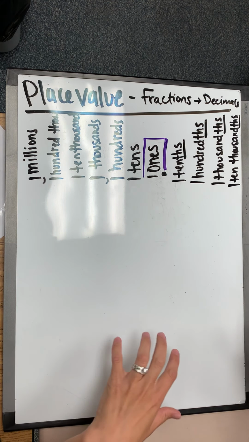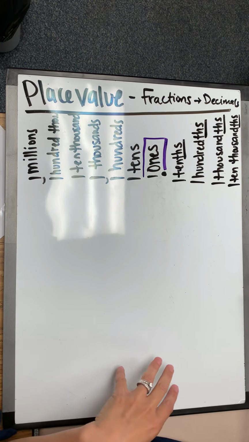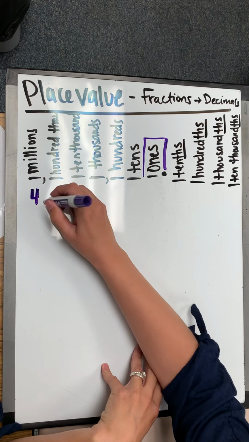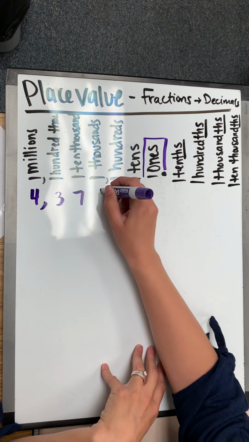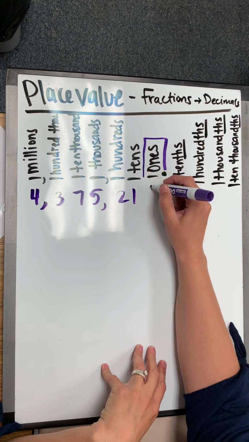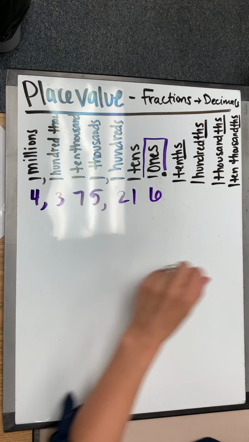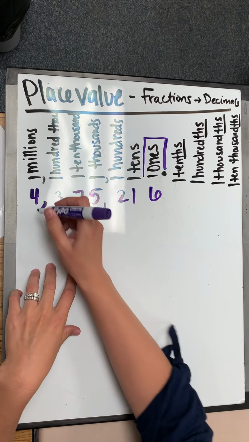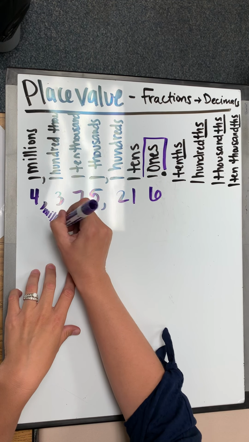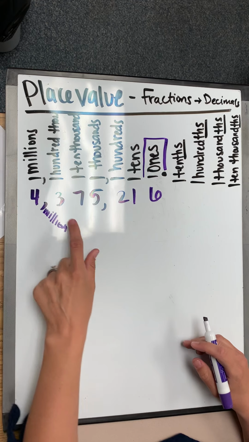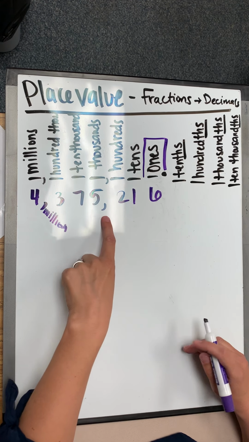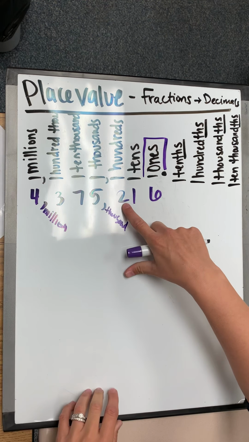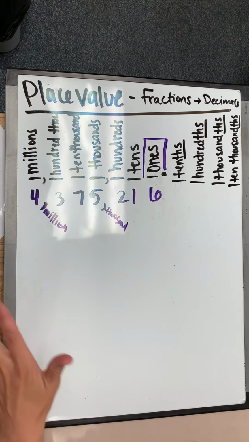So now, when we read a number, we want to read the comma with it. So if I have a number like 4,375,216, if I have this number, then I say 4 million. So like this comma is the million, 4 million. And then I read it in groups of three, 375,216, and that is my number. That is how I read it.